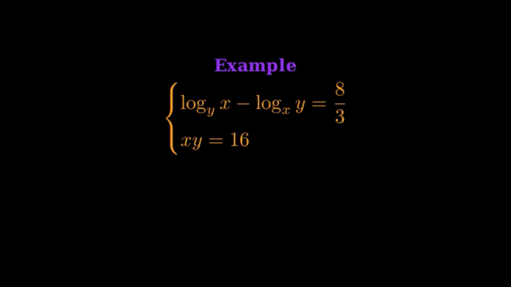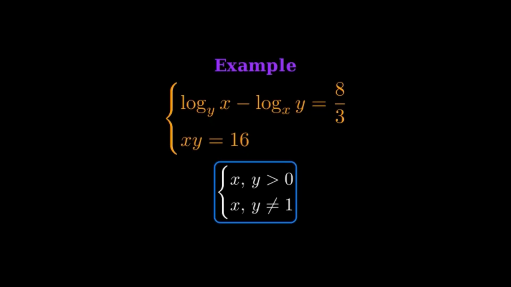Example. Here is the problem statement. It consists of 2 equations and simple domain constraints. Step 1. State the domain. Both x and y must be positive and not equal to 1. Step 2. Use the change of base identity. Log base x of y equals 1 over log base y of x.